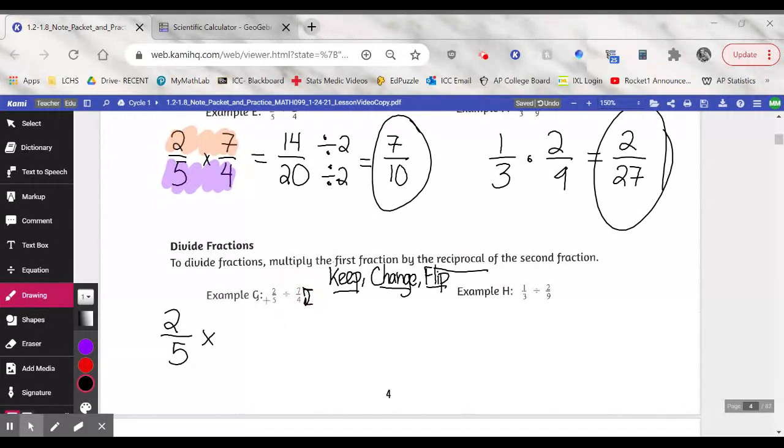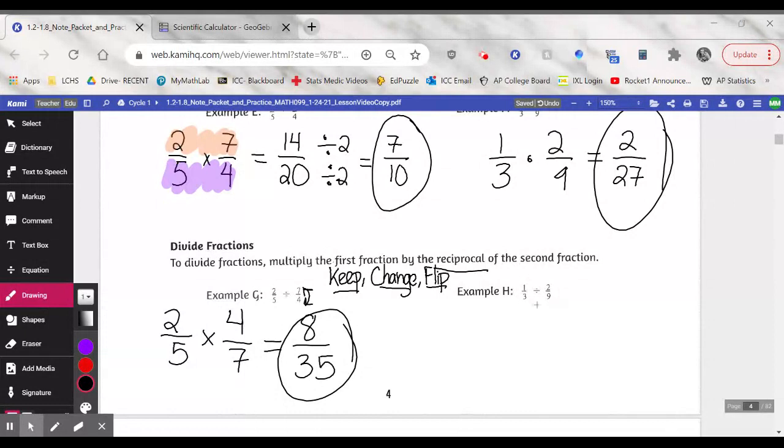Now remember, you don't change the first fraction, you leave it just as it is. But the second fraction, you'll switch the numerator and the denominator. That allows you to change this to just multiplication. So now we transformed this problem into a multiplication problem, and you'll do it just like you did these other examples. So 2 times 4 is 8, 5 times 7 is 35. This can't be simplified, so that's my final answer.